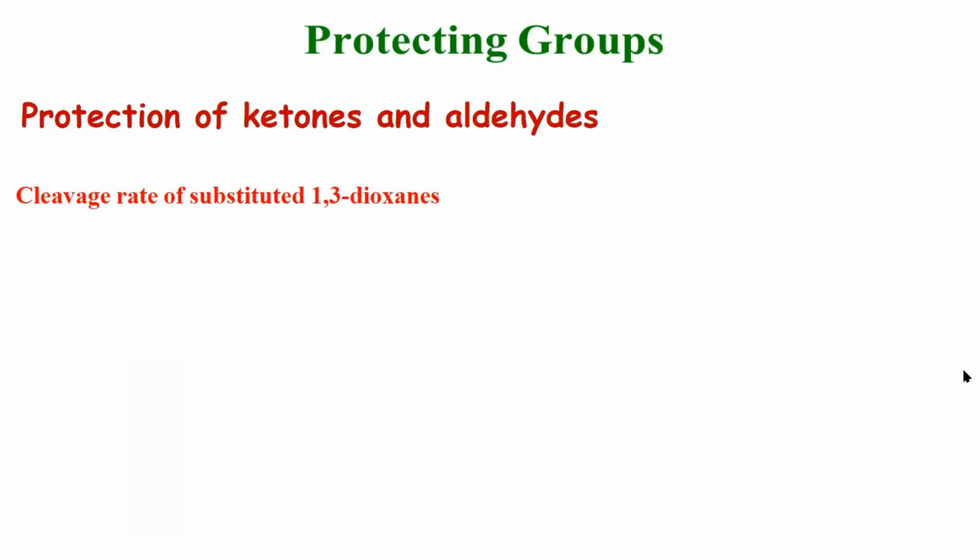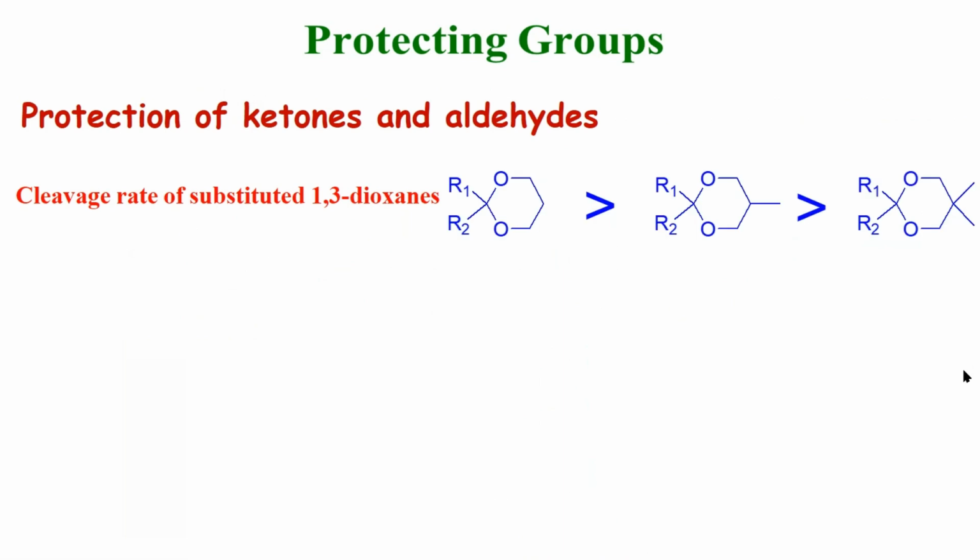These can be cleaved easily. The cleavage rate of 1,3-dioxanes will decrease when there are substitutions on the dioxane group. If there are no substitutions on the dioxane, it is more easily cleaved. When it is substituted, as we have seen here in this fashion, cleavage is slower.